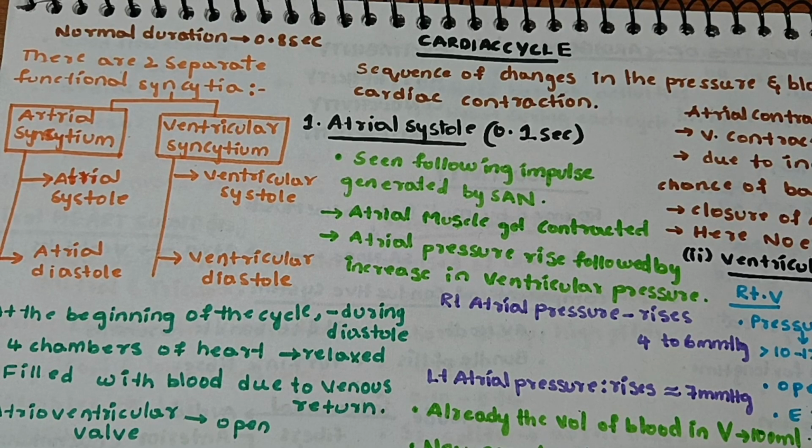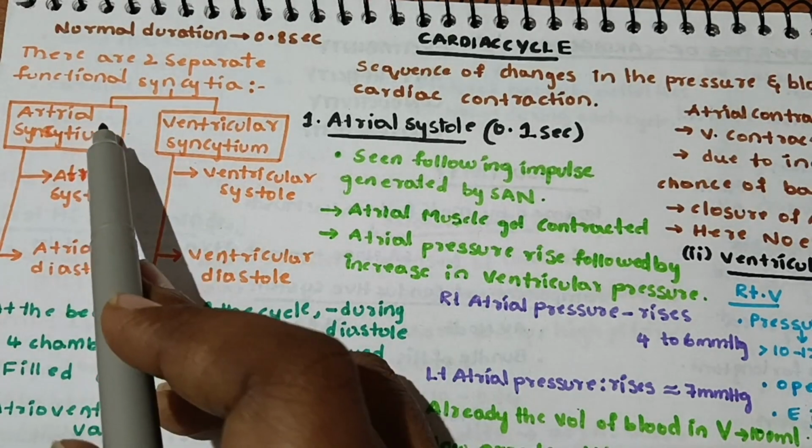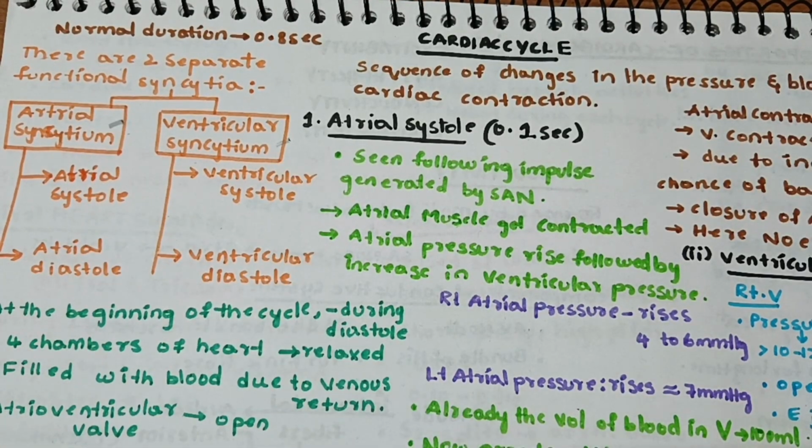The cardiac cycle contains systolic events and diastolic events. The chambers involved are two atria and two ventricles, as we know. The heart contains four chambers, two atria and two ventricles. The cardiac cycle contains two separate functional syncytia, the atrial syncytium and the ventricular syncytium. The atrial syncytium has atrial systole and atrial diastole, and the ventricular syncytium has ventricular systole and ventricular diastole.